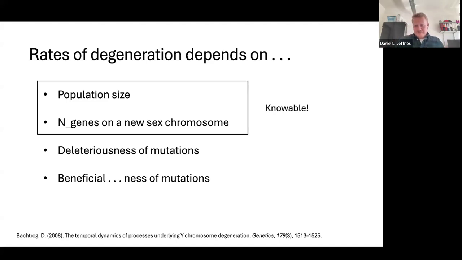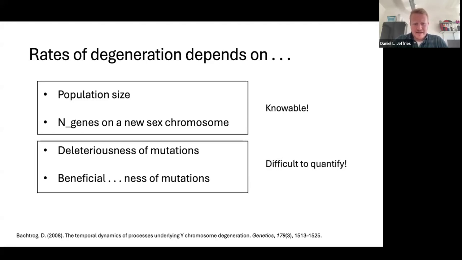In the age of genomics as we are, it's pretty possible now in many species, even non-model species, to have a good estimate of population size, even ancestral population size, and the number of genes on a new sex chromosome. What's more difficult to quantify is the potential for deleterious mutations in a sex chromosome and beneficial mutations. We just don't have much functional information for non-model species that would allow us to do this.